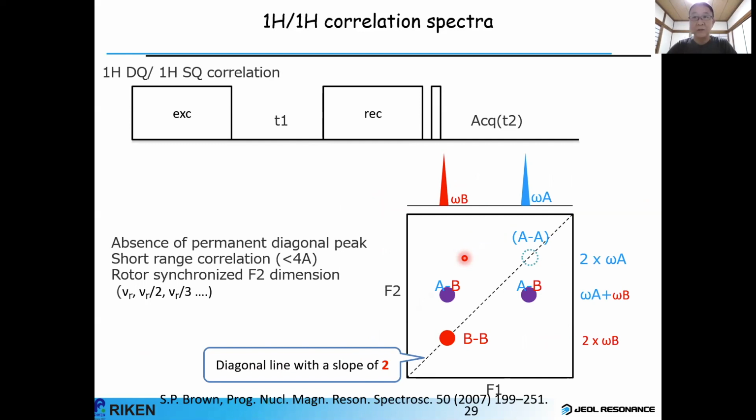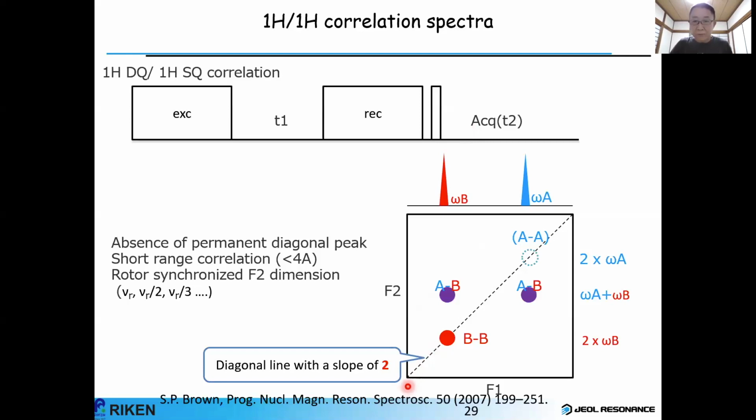This is very similar to the single quantum experiment, but we simply replace the first dimension with double quantum. In this period, the magnetization evolves with the summation of the chemical shifts of spin A and spin B, and that will convert to the single quantum frequencies of A and B. Then in this experiment, all the peaks come from double quantum coherence. That means all the peaks come from pairs of interacting spins.